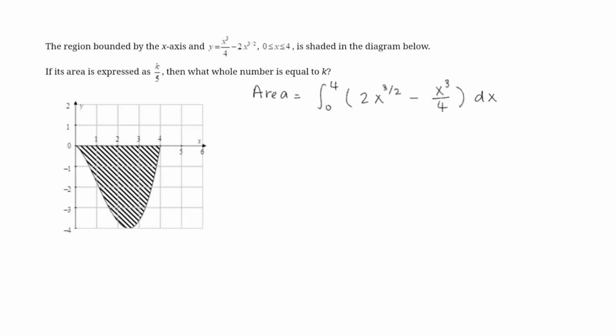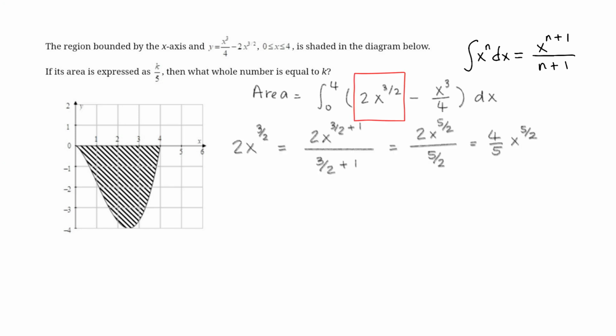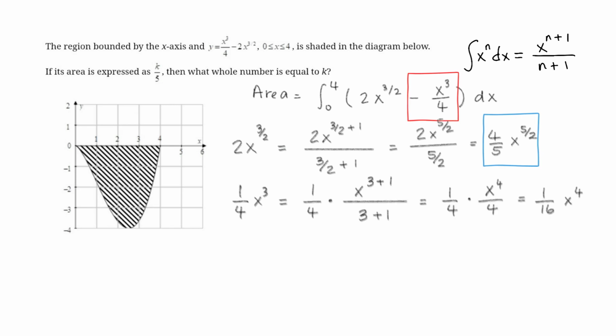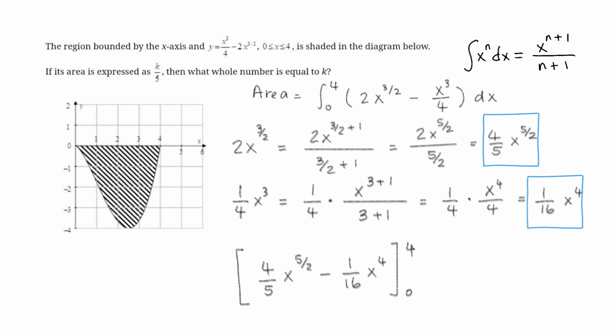Now for the fun part, the integration. We're going to use the power rule to integrate our terms. For term 1, 2x to the power of 3 over 2, it will become 4 over 5x to the power of 5 over 2. For term 2, 1 over 4x cubed, it will become 1 over 16x to the 4th power. Putting it together, our integral is 4 over 5x to the power of 5 over 2, minus 1 over 16x to the 4th power, evaluated from 0 to 4.